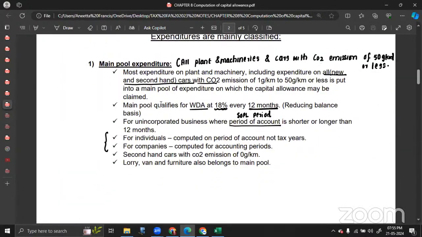So when you do a capital allowance computation, first is segregation of each expenditure into the pool. Main pool, which contains plant and machinery and cars with CO2 emission between 1 and 50 grams per kilometer, and second-hand electric car. The WDA is 18%. You have to time apportion on the basis of SOPL period.